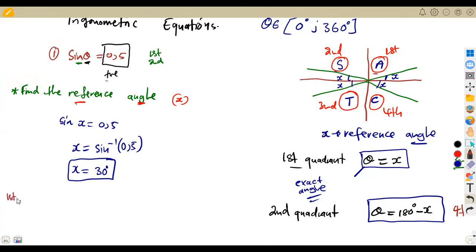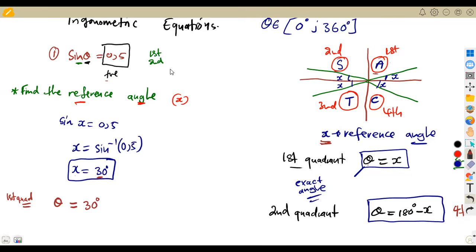All right, so that means in the first quadrant, our exact angle, which is theta, is going to be what? We said in the first quadrant, theta is equal to x, whereby x is our reference angle. So in this case, theta is going to be equal to x, which is 30 degrees. All right, so that is the first answer that you're going to have.